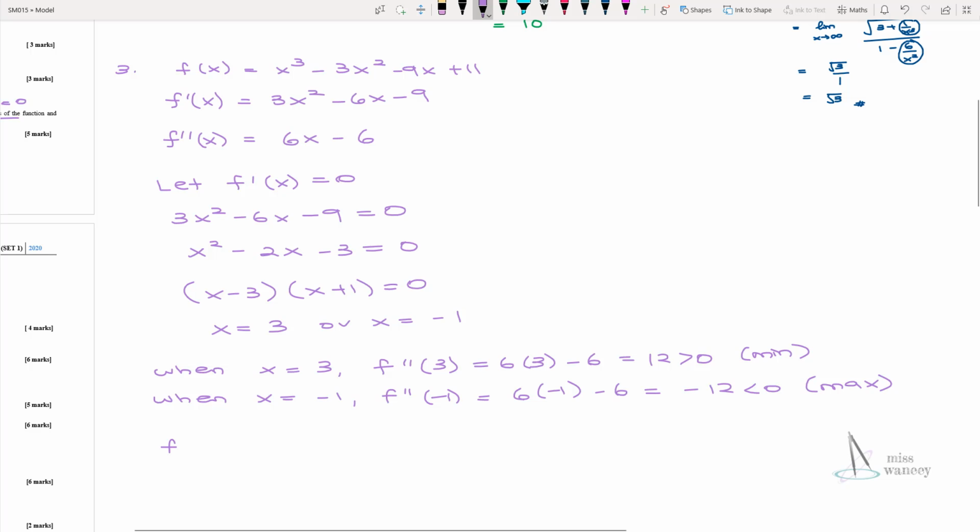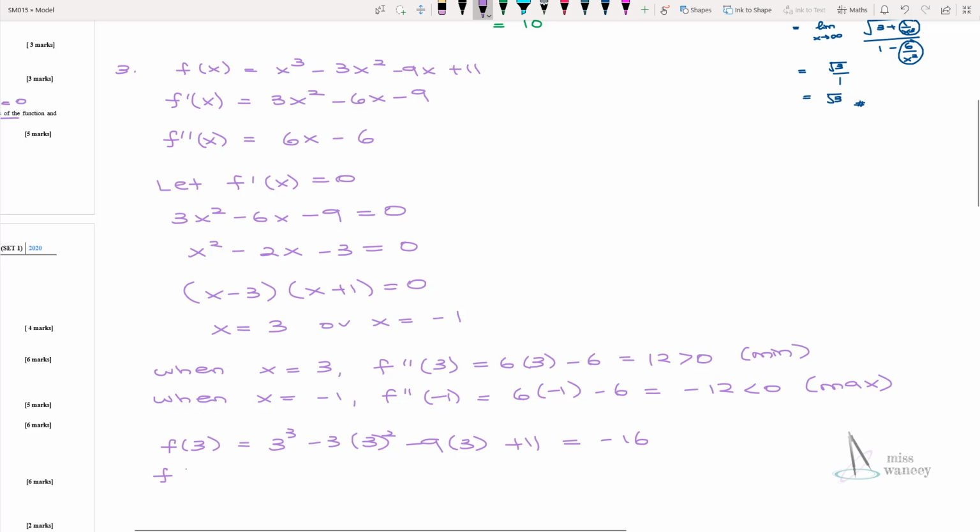So f of 3 is equal to 3 cubed minus 3 times 3 squared minus 9 times 3 plus 11. So this is 27 minus 27, cancel out. So negative 27 plus 11, so that is negative 16.